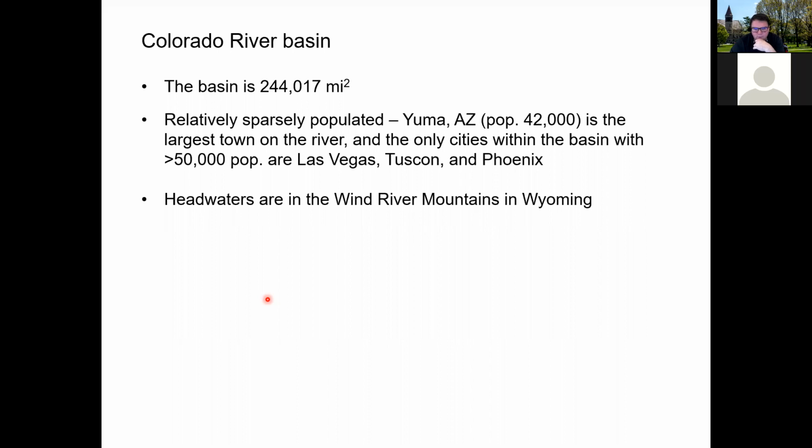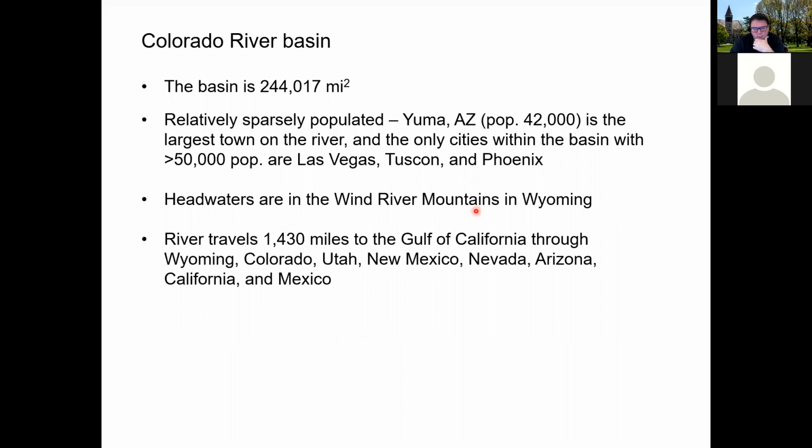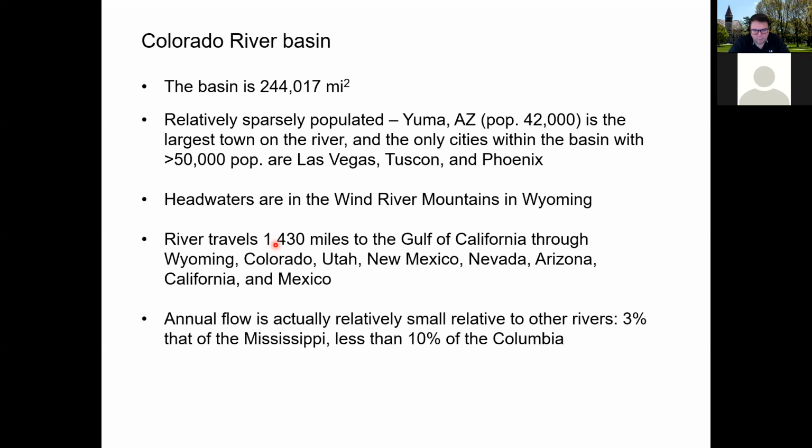So, just to give you a sense of this, the ultimate headwaters are in the Wind River Mountains in southwestern Wyoming. The river travels about 1,430 miles from Wyoming all the way to the Gulf of California, and it encompasses 7 states and Mexico, including Wyoming, Colorado, Utah, New Mexico, Nevada, Arizona, California, and crosses 2 countries, the U.S. into Mexico.